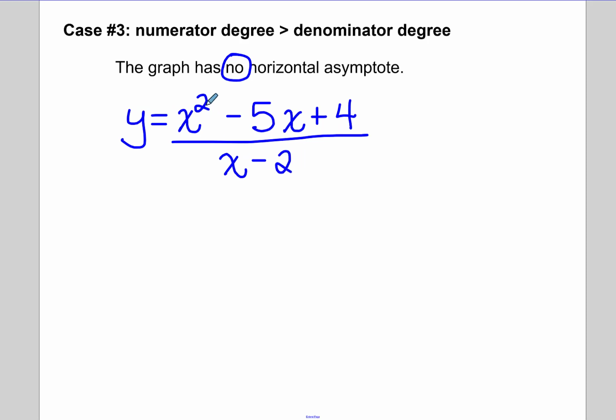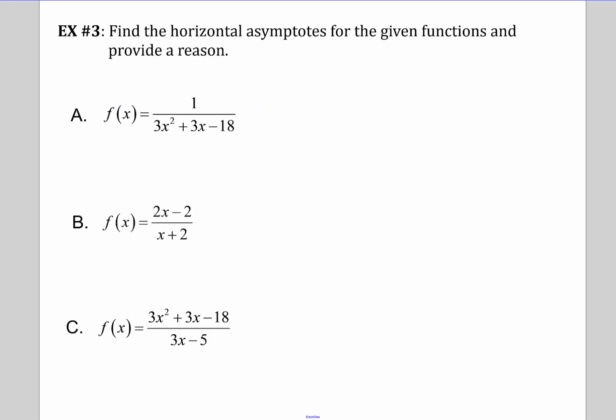And that was in the case when the power was one more in the top than the bottom. Then you could use synthetic division and you could find a slant asymptote. You have no horizontal asymptote. And again, we'll see one of those in our examples here. So here are 3 real quick ones.